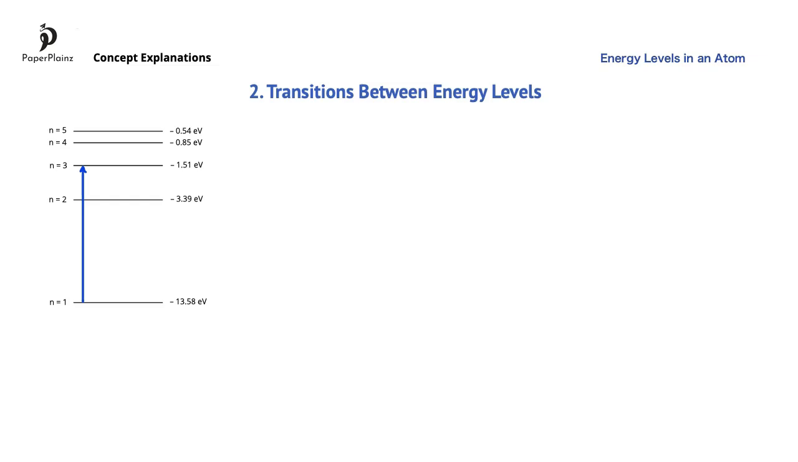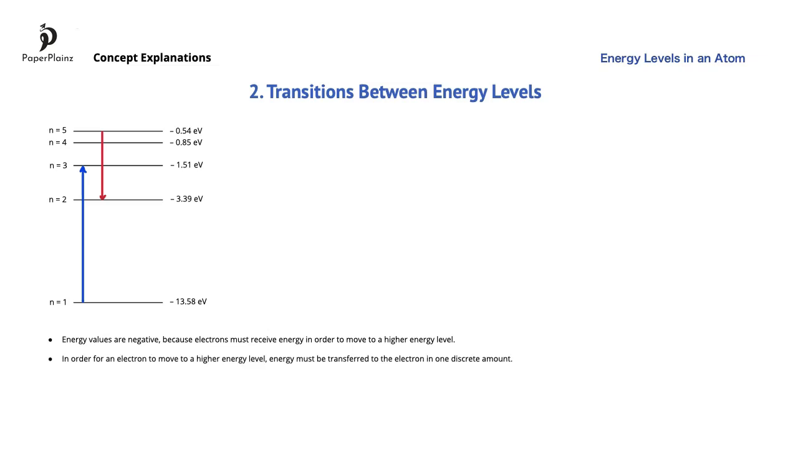Here is an example of a transition from a higher to a lower energy level. Most likely you have already noticed that energy values on this diagram are negative. This is so because electrons must receive energy in order to move from a lower to a higher energy level. Another important point is that in order for an electron to move to a higher energy level, energy must be transferred to the electron in one discrete amount.